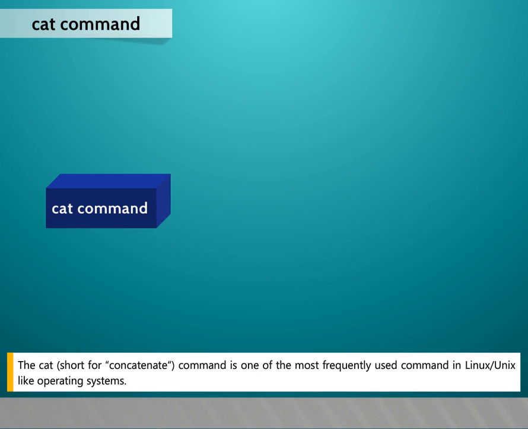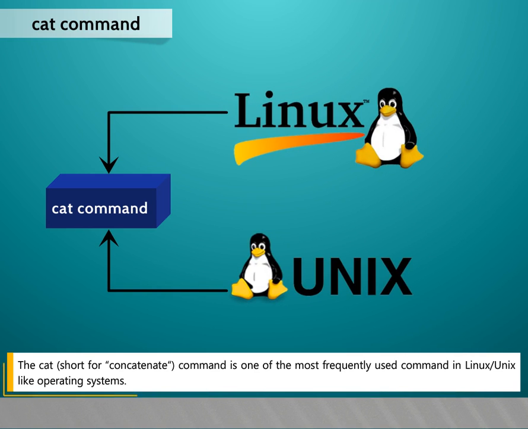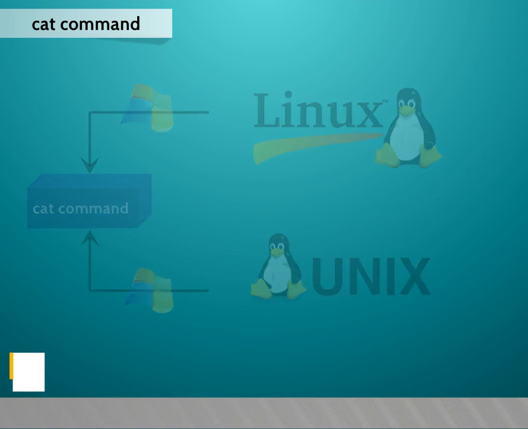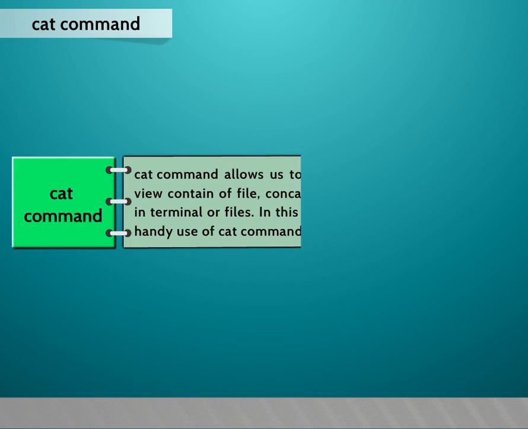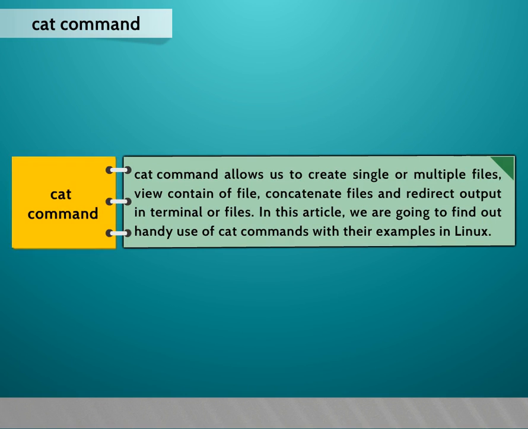The cat command, short for concatenate, is one of the most frequently used commands in Linux or Unix-like operating systems. Cat command allows us to create single or multiple files, view content of files, concatenate files and redirect output in terminal or files. In this article, we are going to find out handy use of cat commands with their examples in Linux.